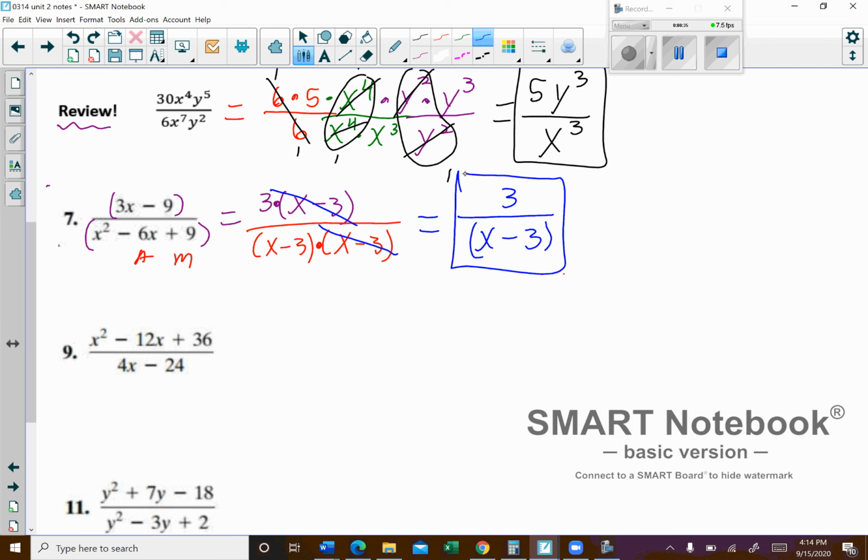Now, if they were to ask you about restricted values, the restricted value would be that x cannot equal 3.